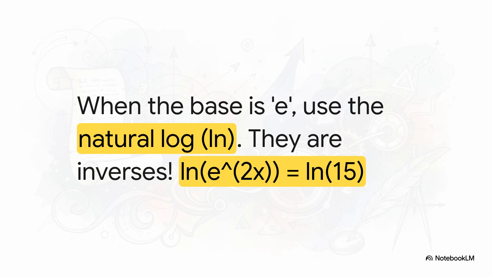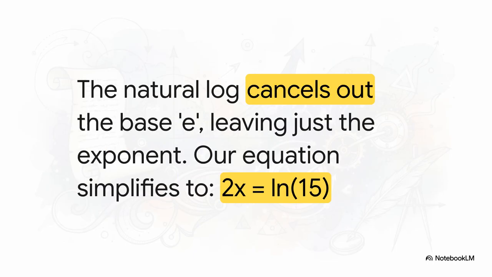Whenever you see base e, you're going to want to use its best friend, the natural log, or ln. Why? Well, ln and e are inverses. They're basically designed to cancel each other out. It's a perfect match. And check out how clean this is. When you take the natural log of e to the power of 2x, the ln and the e just disappear. You're left with just 2x.